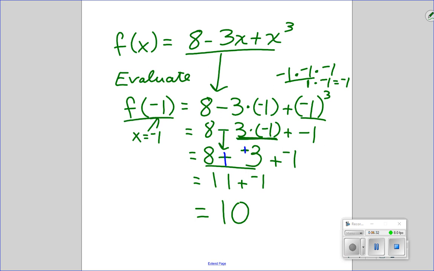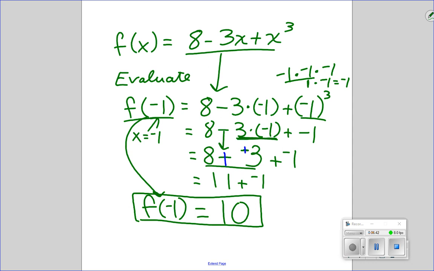Usually you just bring this down as part of your answer to confirm, yes, f of negative 1, meaning when I plug in negative 1 for x, equals 10. My answer is 10. So that's all there is to evaluating functions. It's something you've been doing for a while now. It just takes on a different form.